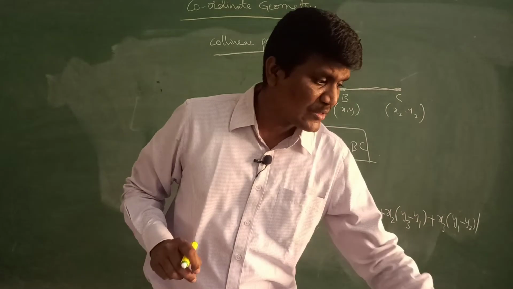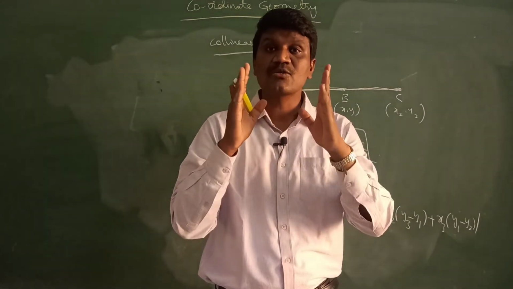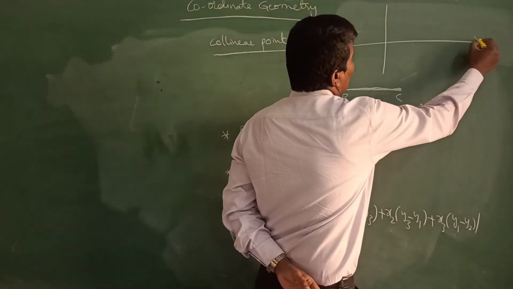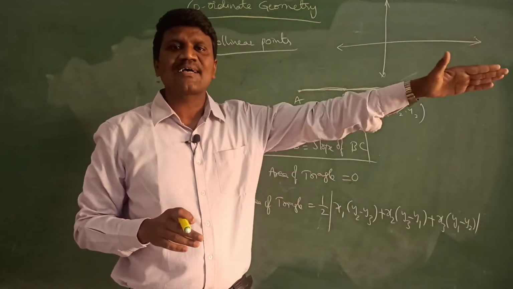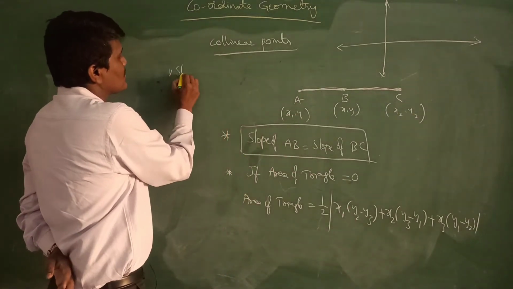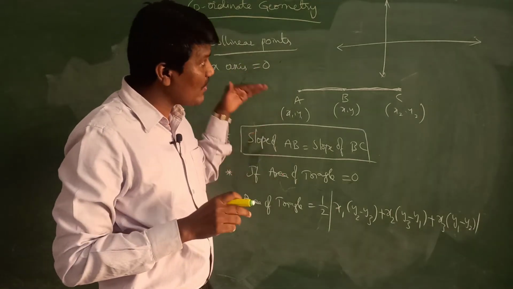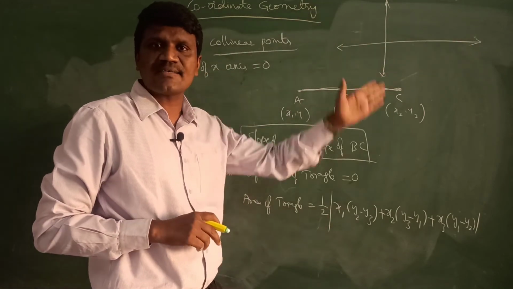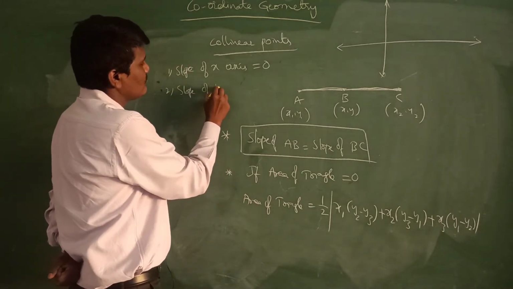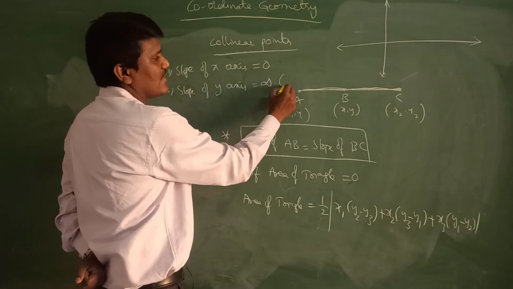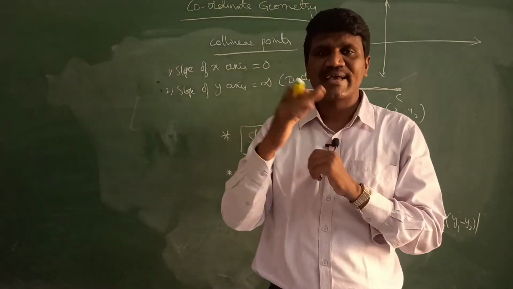Okay students, next, with respect to slope, 1 or 2 points are there. What is the slope of the x-axis? Suppose this is the coordinate axis. The slope of the x-axis is 0. This is an important point. Slope of the x-axis is 0 and the slope of the y-axis is infinity or undefined. This is a question asked so many times: what is the slope of the x-axis?